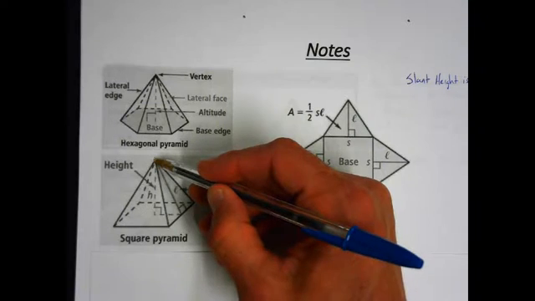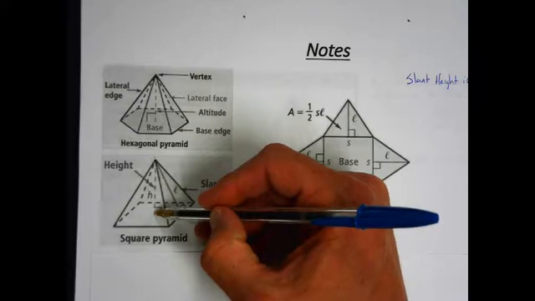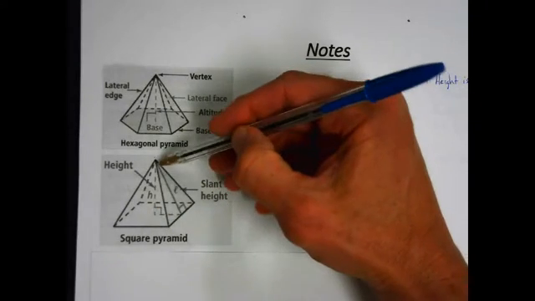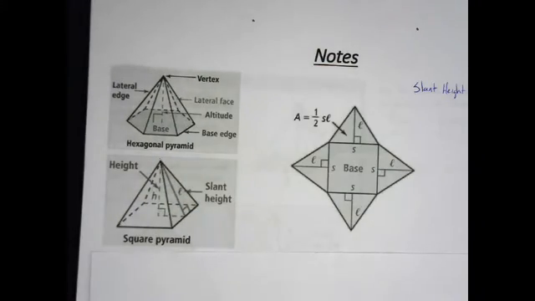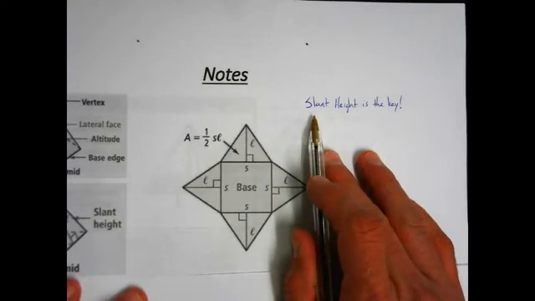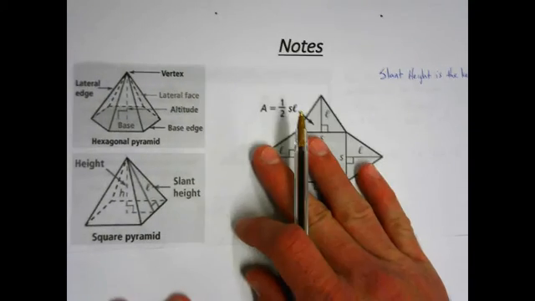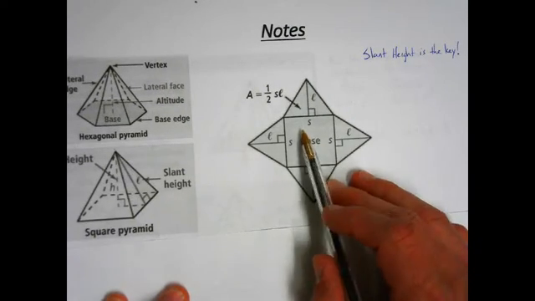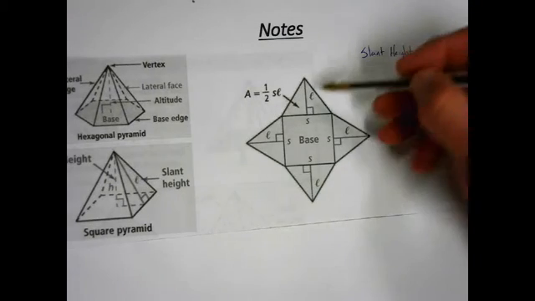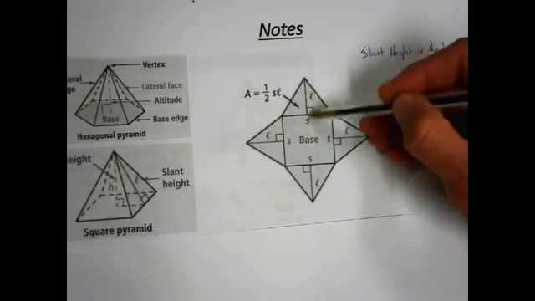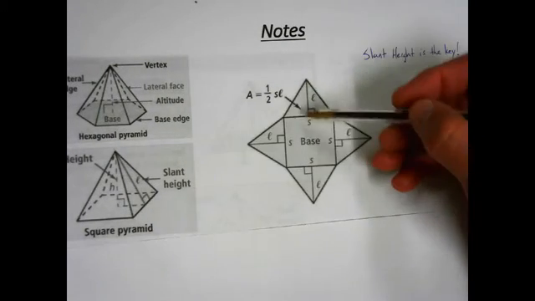So the height goes from the vertex straight down, perpendicular to the center of the base. The slant height goes from the vertex to the base edge. Okay, so that is a huge difference, and slant height is the key. So when we approach the net, when we see the net of, in this case, a square pyramid, make sure you see the difference between the height and the slant height. The slant height would be found as the height of one of the triangles that make up a lateral face. Okay, so make sure you see the difference.